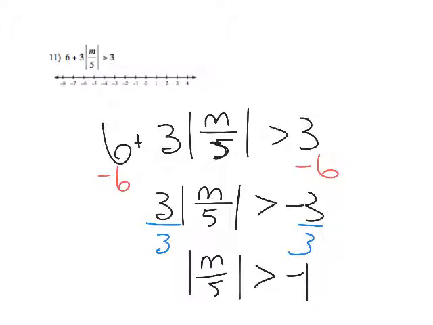When you get the absolute value is greater than a negative number, as long as it's strictly greater than the negative number, doesn't it make sense that no matter what we plug in for m, no matter what we get inside here, the absolute value is greater than negative 1? That statement is true, and it's going to be true for all real numbers.